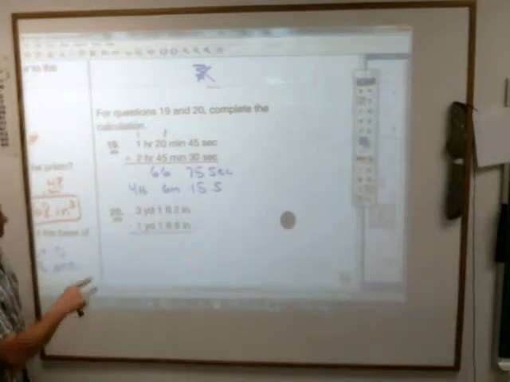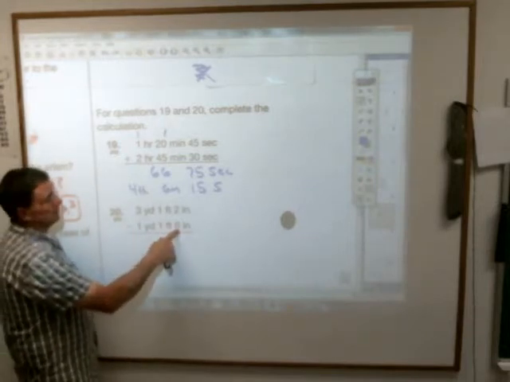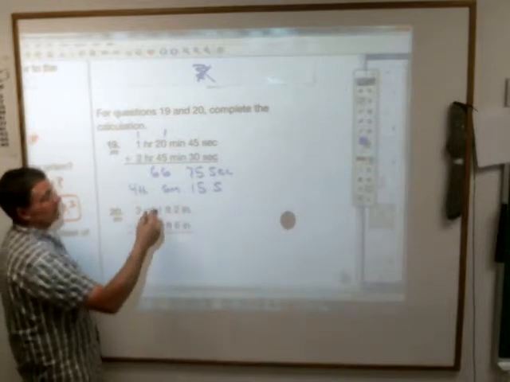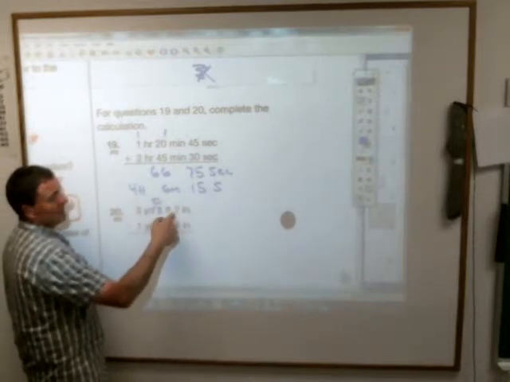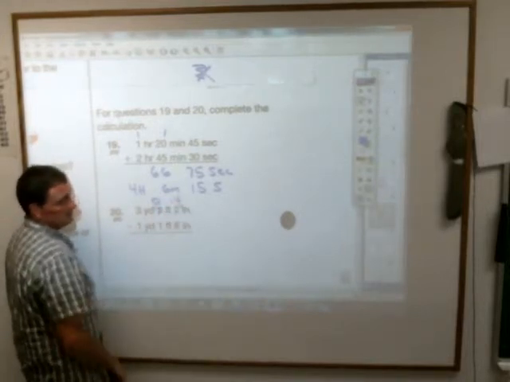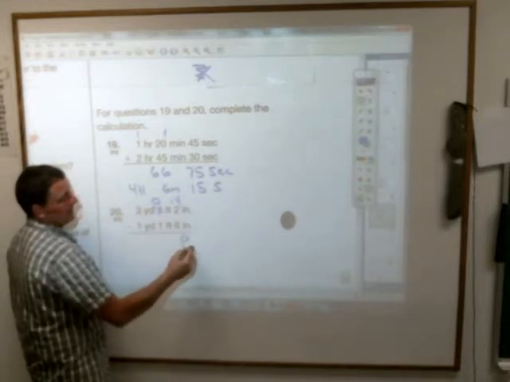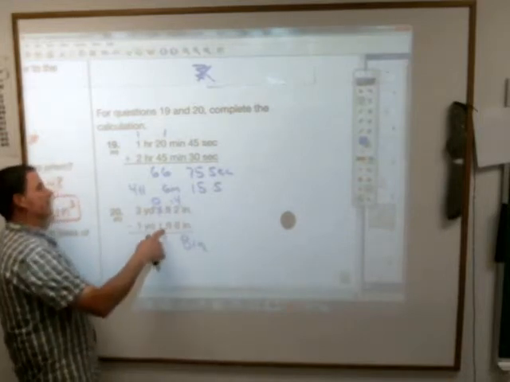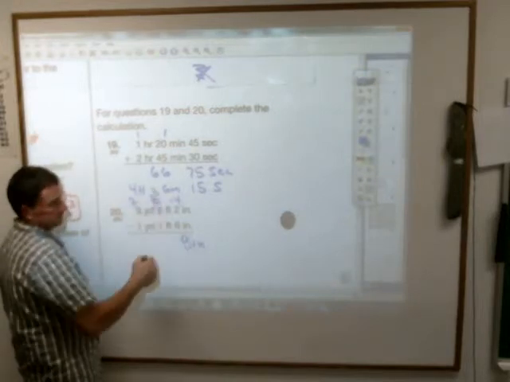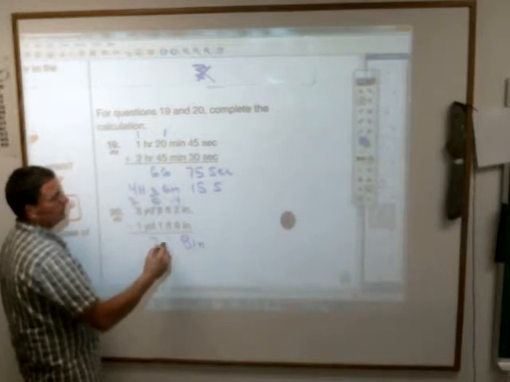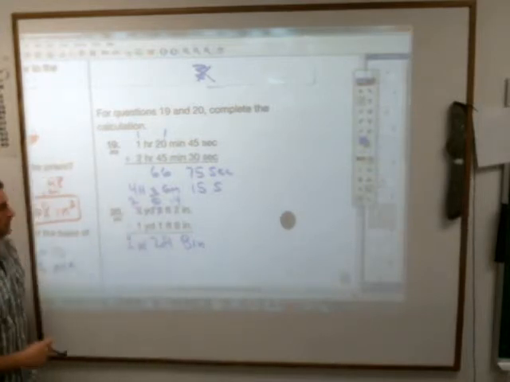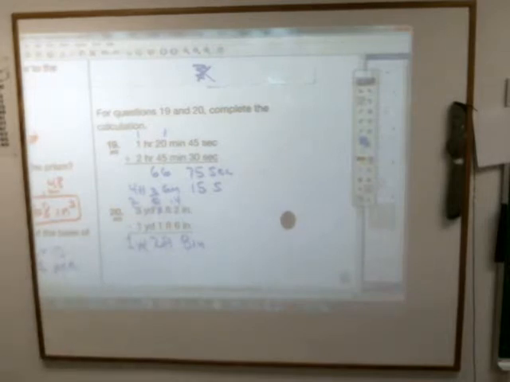Same thing with this one. If you have to borrow, you're not just borrowing 10 because there's more than 10 inches in a foot. You have to know that if I take 1 foot away from this, I have to add 12 inches to whatever this is. So instead of being 2, it's 14 inches. 6 from 14 is 8 inches. Now I have to borrow 1 from the yards. The yard is how many feet? 3. So 1 foot from 3 foot is 2 foot. And 1 from 2 is 1. 1 yard, 2 feet, 8 inches.